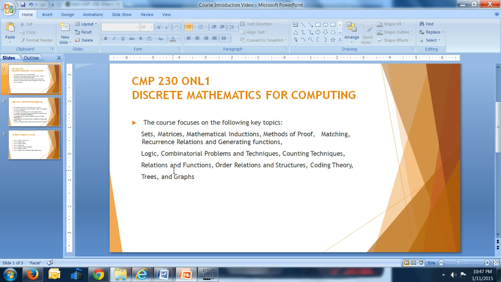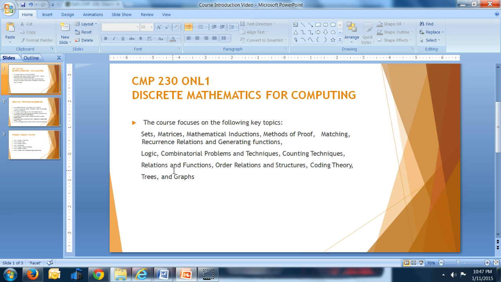These are presented in the beginning of the textbook, and we will go over which chapter to cover. And other topics we will cover in here will be matching, recurrence relations, and generating functions. These are also part of the fundamentals that are given in the textbook.